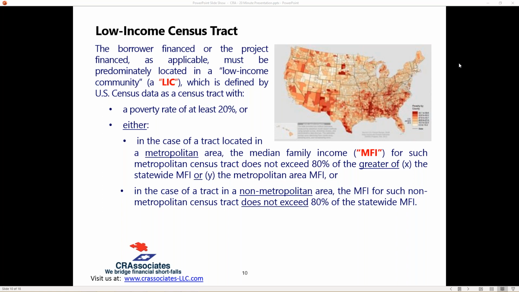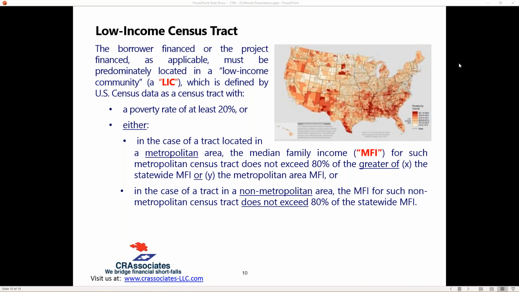However, please note that a low-income community is defined by U.S. Census data as a census tract with either a poverty rate of at least 20% or, depending on whether the census tract is located in a metropolitan or non-metropolitan area, satisfaction of the applicable 80% median family income test. This requirement must be satisfied on the date of the funding of the new market tax credit financing.